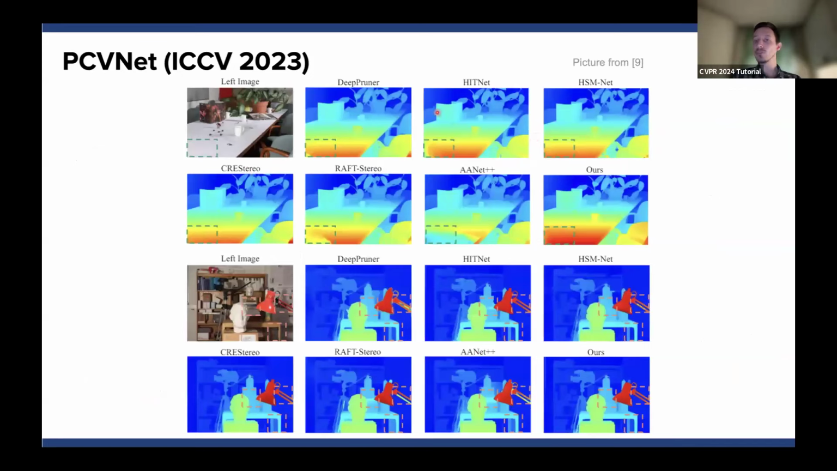And again, this solution proved to be very effective, in particular on some very challenging images on the Middlebury dataset. Here we can notice, as in a direct comparison with RAFT-Stereo, how the proposed PCVNet is much more accurate in the presence of large untextured regions, or in particular also in the presence of occlusions like the left border we have here.